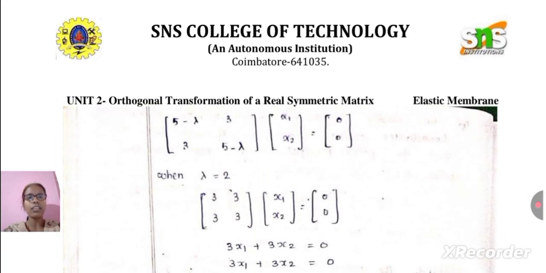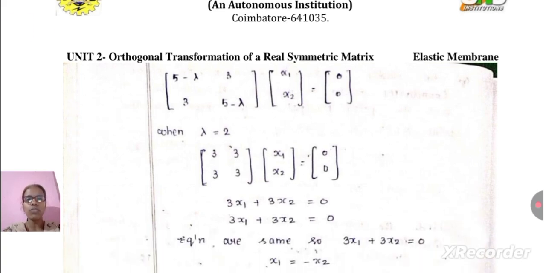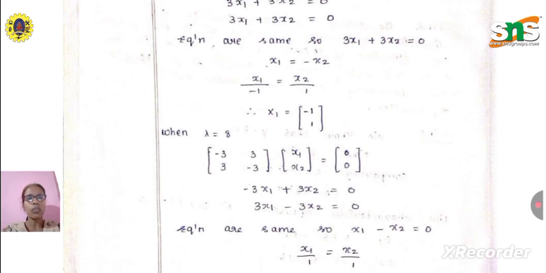For the eigenvector, we need to subtract lambda in the diagonal. So we get the matrix in the form 5 minus lambda, 3, 3, 5 minus lambda, times x1 x2, which should be equal to 0 0. Now replace lambda as 2, then we get the matrix 3 3, 3 3. That means all the elements in the matrix are equal, so the equations are the same. So we get the equation 3x1 plus 3x2 equal to 0.